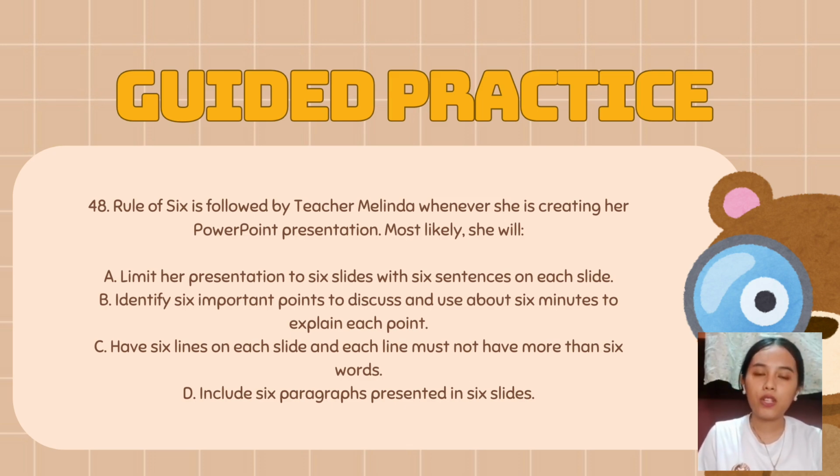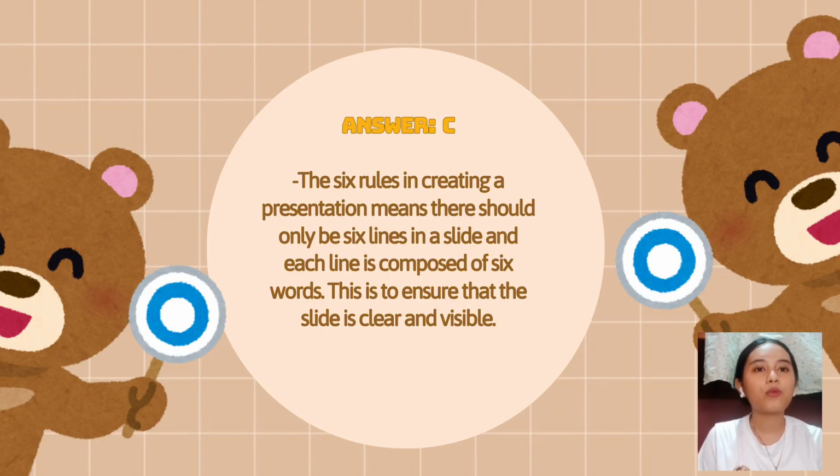The answer is letter C. So the rule of 6 in creating a presentation means there should only be 6 lines in a slide, and each line is composed of 6 words. This is to ensure that the slide is clear and visible.